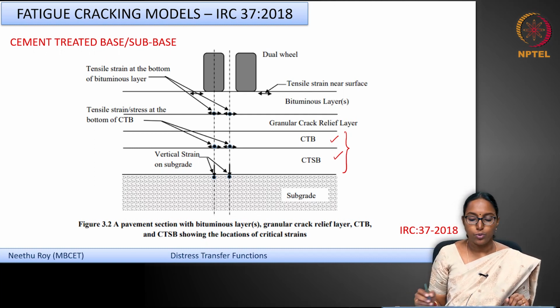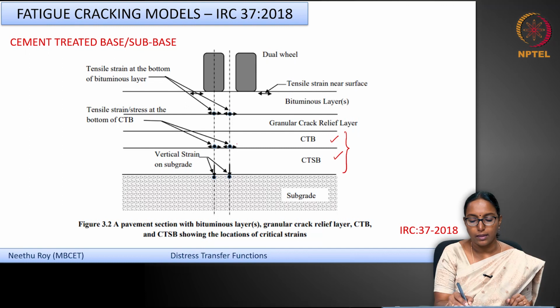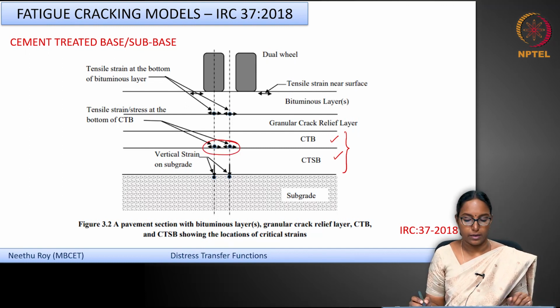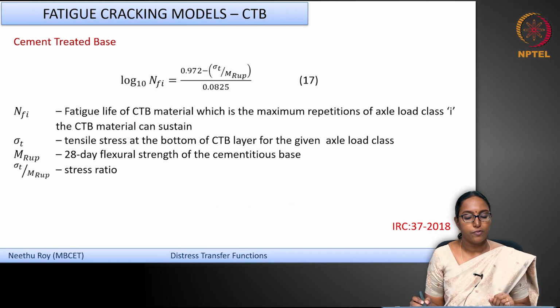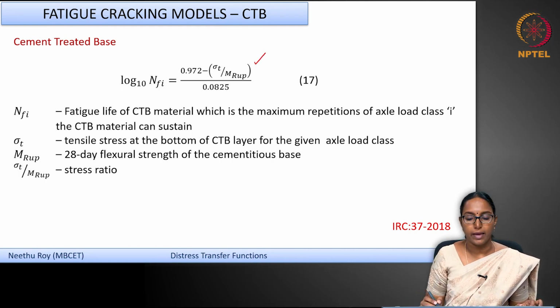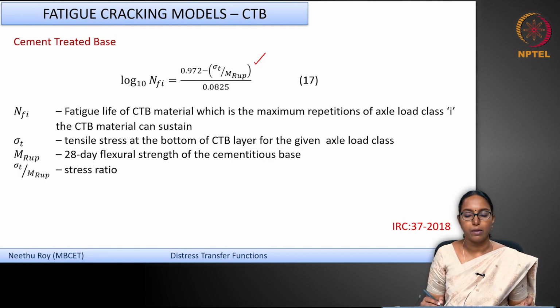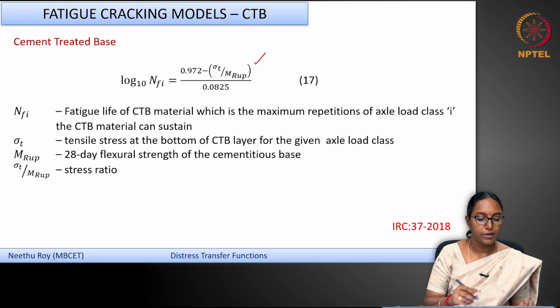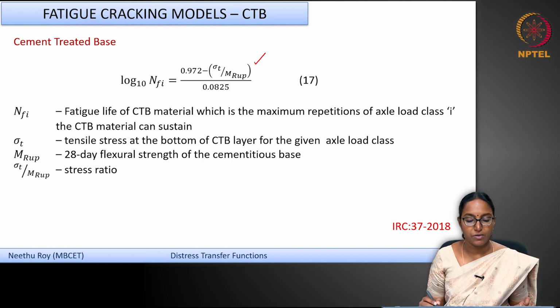For that, you have to see the tensile strain at the bottom of the cement treated base layer. So, for the cement treated base, this is the IRC 37 model that has been given, where log10 NFi is equal to 0.972 minus sigma T by M rupture, M_rup, divided by 0.0825, where NFi gives the fatigue life of the cement treated base material, which is the maximum number of axle load repetitions of the ith load class that the cement treated sub-base or base material can sustain.